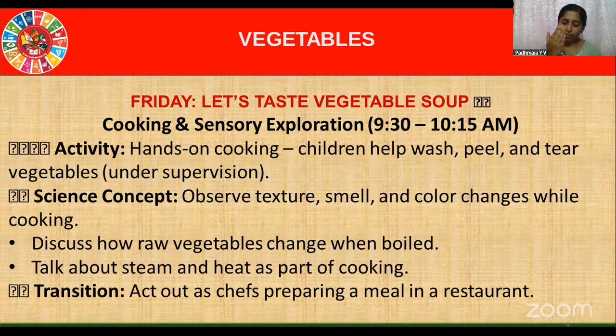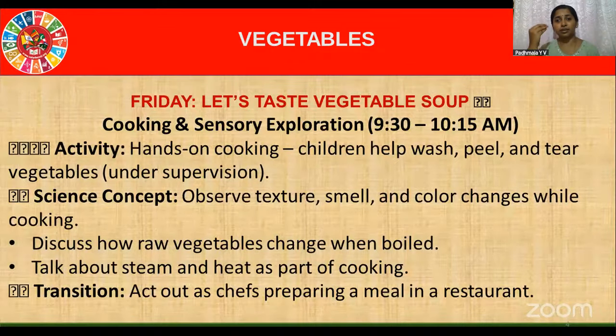Then while they are cutting the vegetables, a knife that is not sharp-edged should be given to the children. In kindergarten we have a special knife where children will not harm themselves. Then here the science concept is observing the texture, smell and color while they are cutting the vegetables. All these can again be taught to them.